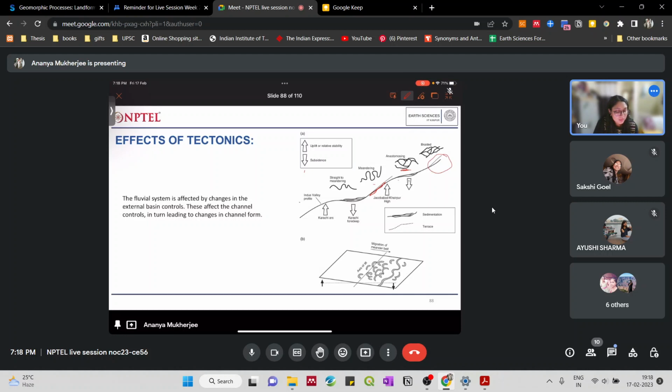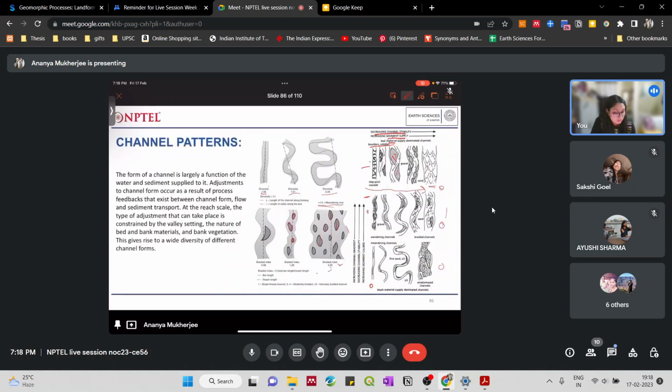So at lower gradients you are going to have this anastomosing kind of channel. Which one is the anastomosing? This would be called an anastomosing channel, these two, braided or anastomosing. Over here you can see this is the anastomosing channel. This is your braided channel, or it can also be an anastomosing channel if the water channels become very thin.